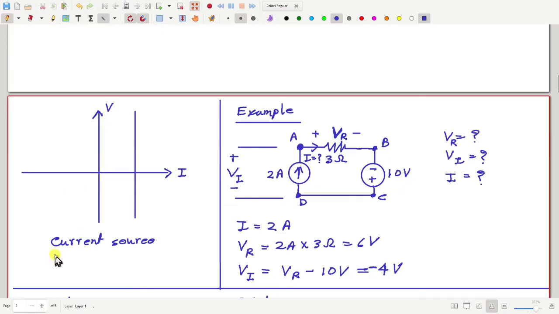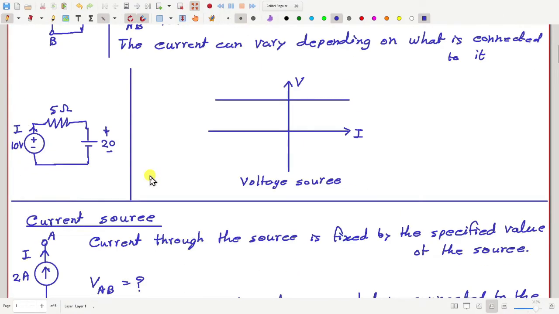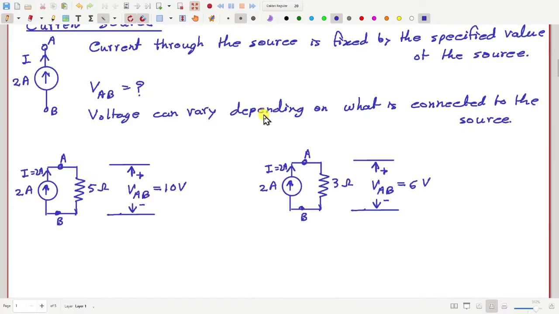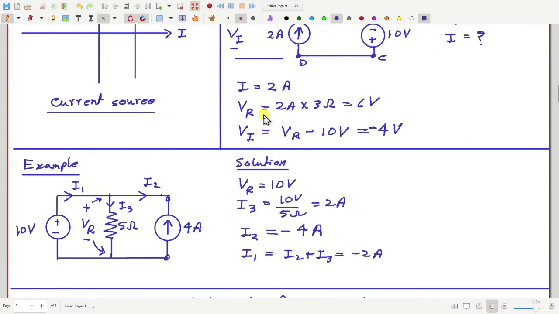So for example, for a current source, this is the relation between V and I. Of course, V and I are not proportional here, so V equal to IR is not true. Similarly, for a voltage source, V equal to IR is not true. V is constant, I can vary. So V equal to IR is only valid for resistors.